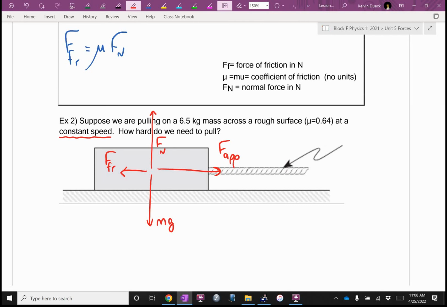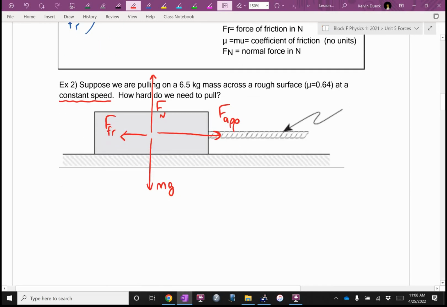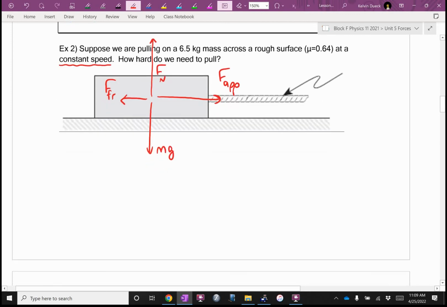Vertically, my forces, Ella, are balanced. Horizontally, who's winning? Which one has the bigger arrow? F applied. Who's losing? Friction. What does winner minus loser always equal? MA. Yeah, this is our setup.